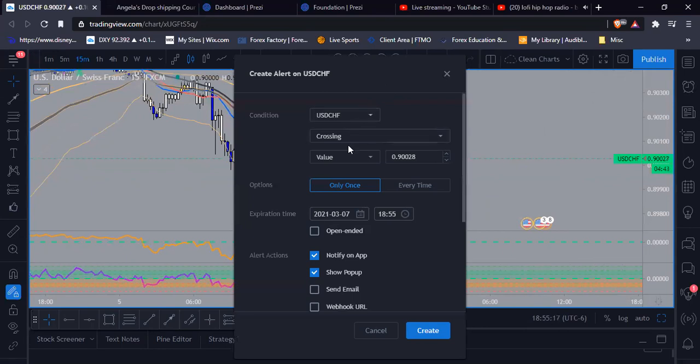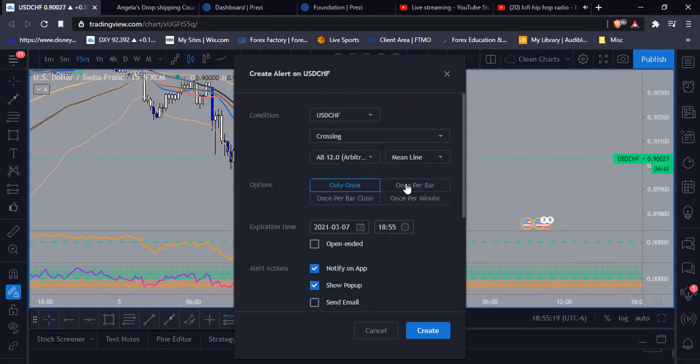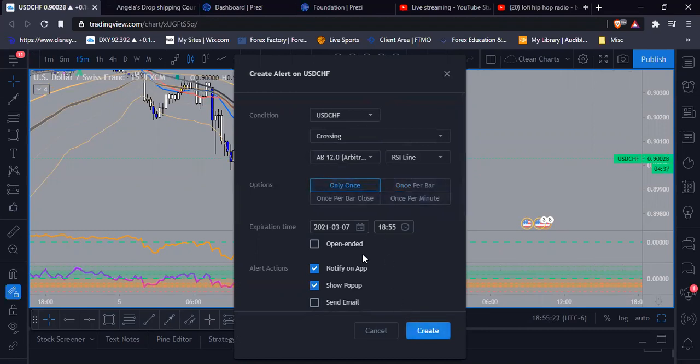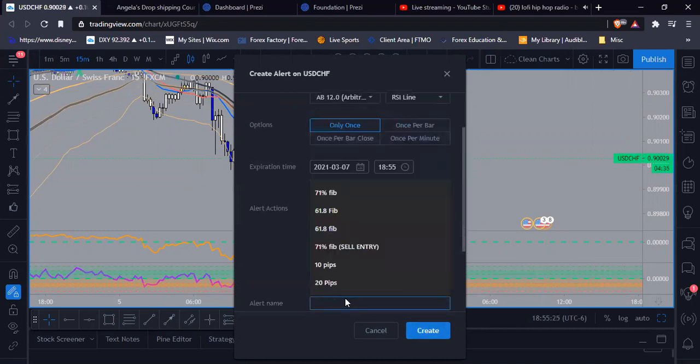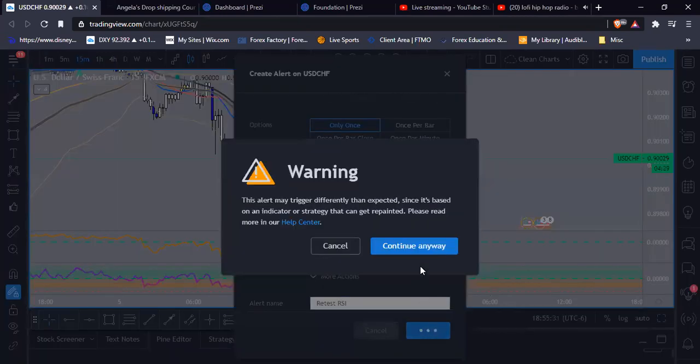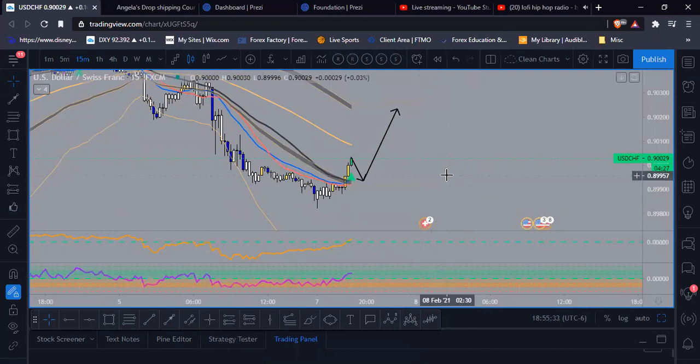So I'm going to set up an alert. Value, arbitrage, RSI line, only once. And then I'm just going to put on the alert name, retest RSI. There you go. Then create. See what happens. All right, so that is with USDCHF.